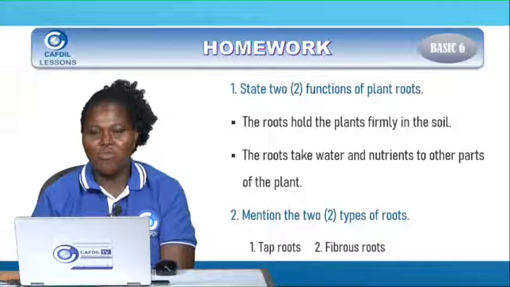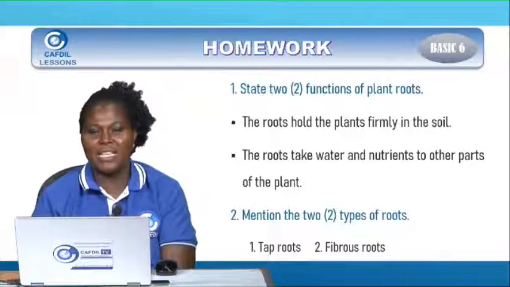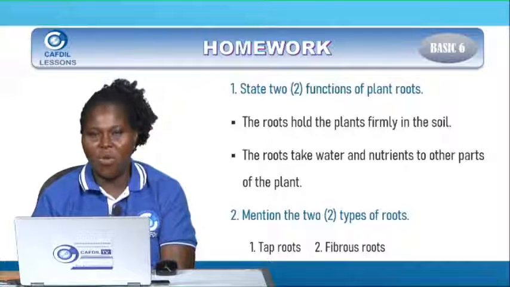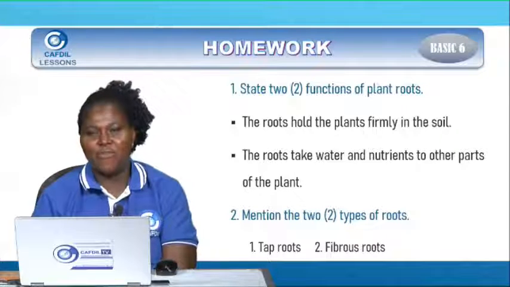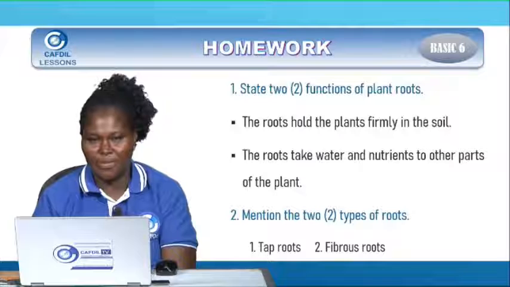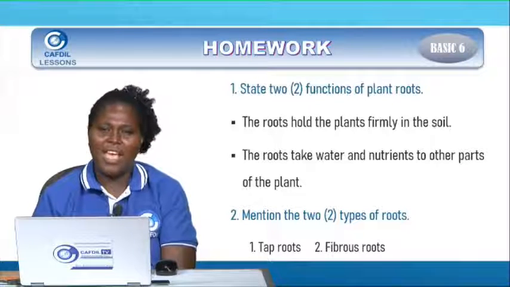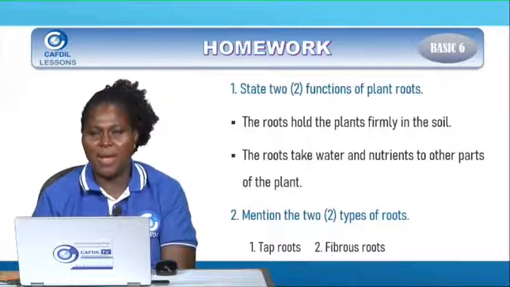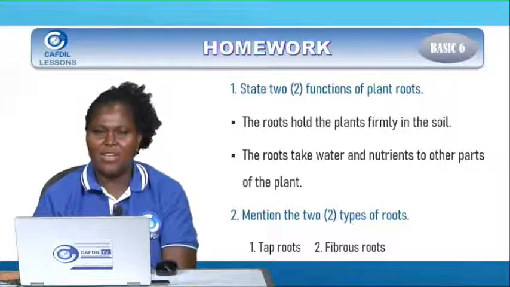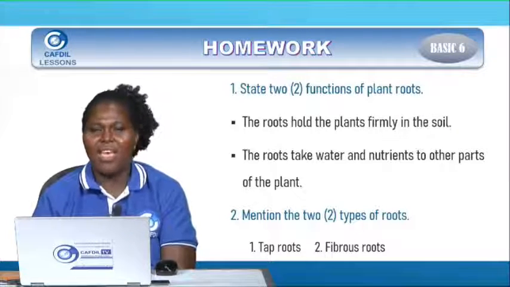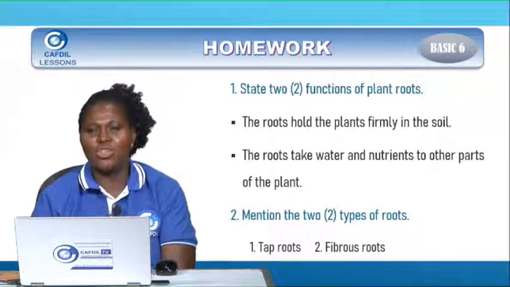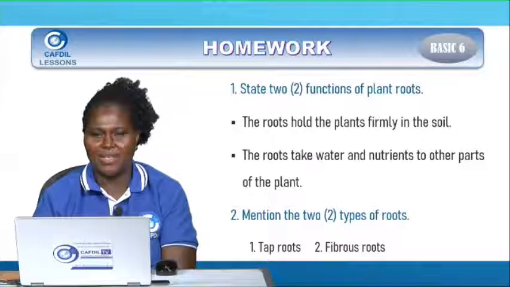1. The roots hold the plant firmly in the soil. 2. The roots take water and other nutrients to other parts of the plant.